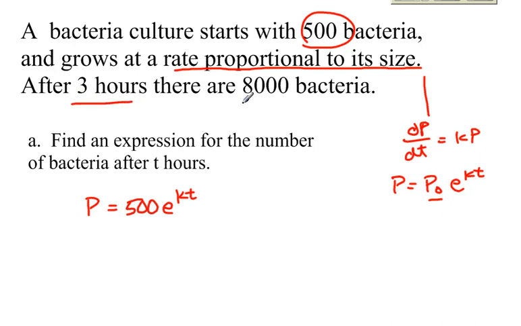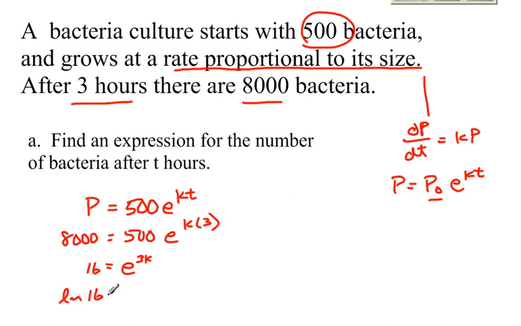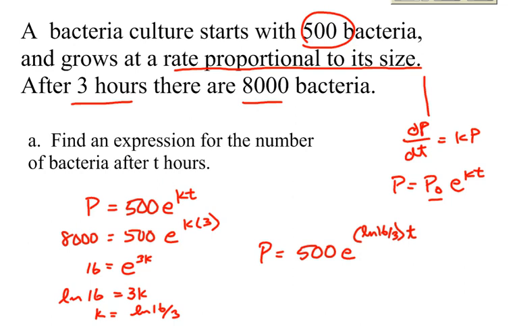Now the next bit is a clue to figure out this k. After 3 hours, there are 8,000 bacteria. So I could put in 8,000 equals 500, and I'm going to put in 3 hours, k times 3. So first I'm going to divide 8,000 by 500, so that'd be 16 equals e to the 3k. And I take the natural log of both sides. Natural log of 16 equals 3k, and then I'm going to see that k equals the natural log of 16 over 3. If you prefer a decimal, you could do that as well, but here's our equation. P equals 500 e to the (natural log 16 over 3) times t, and we have written an expression.